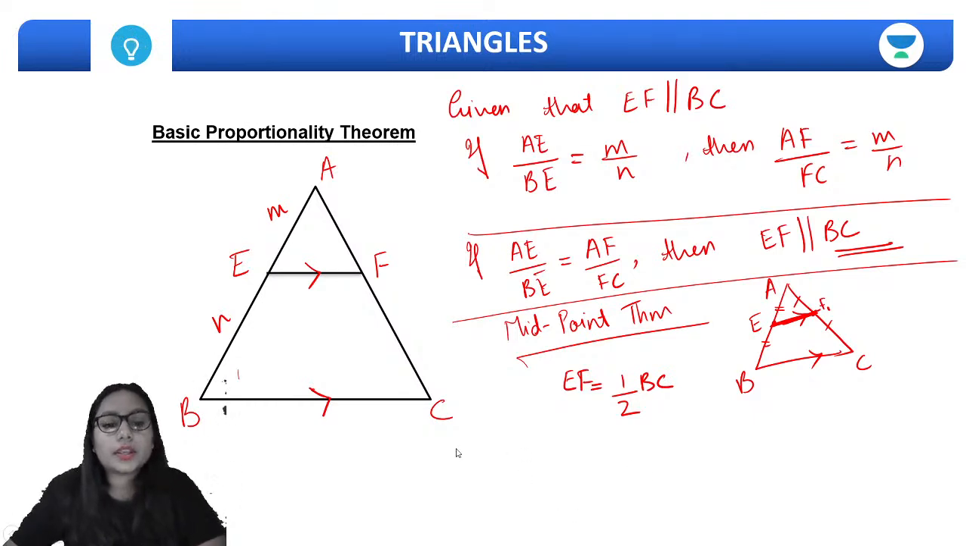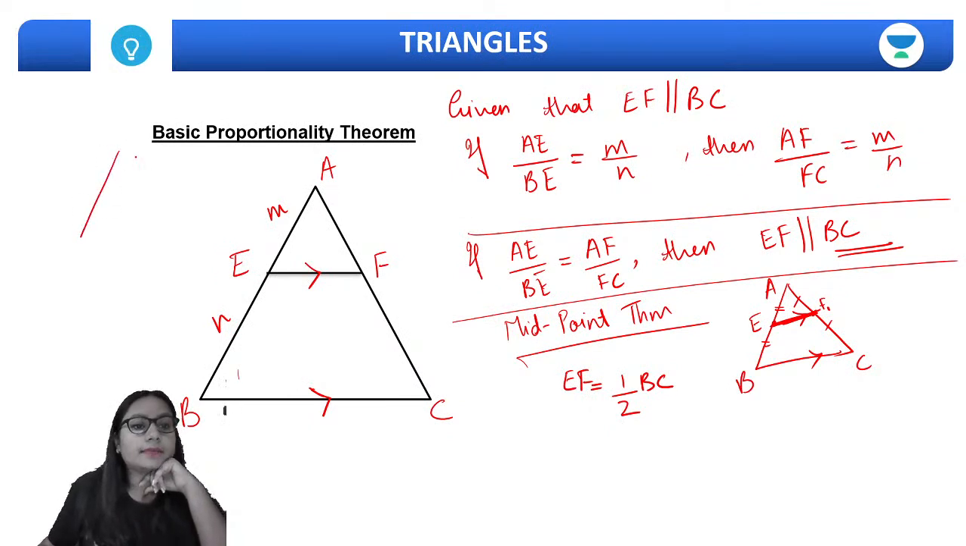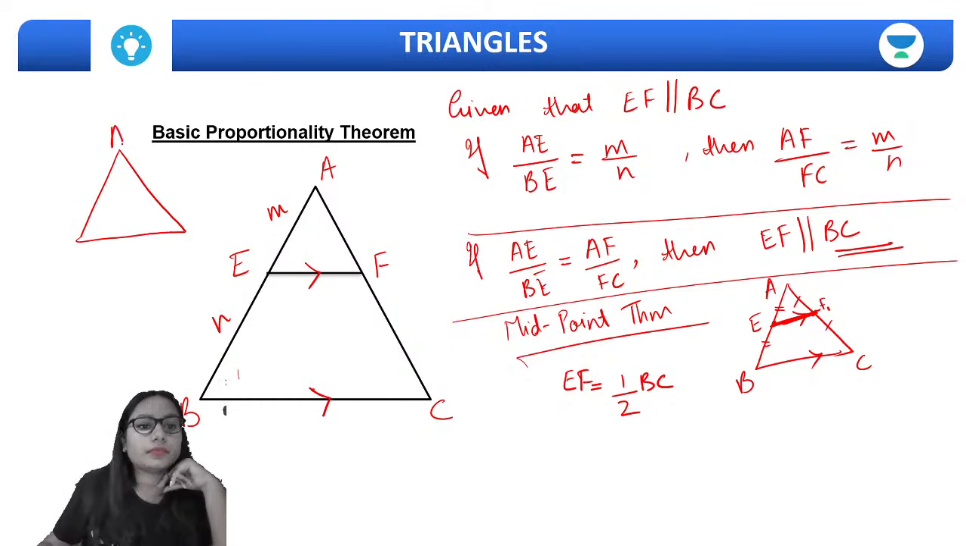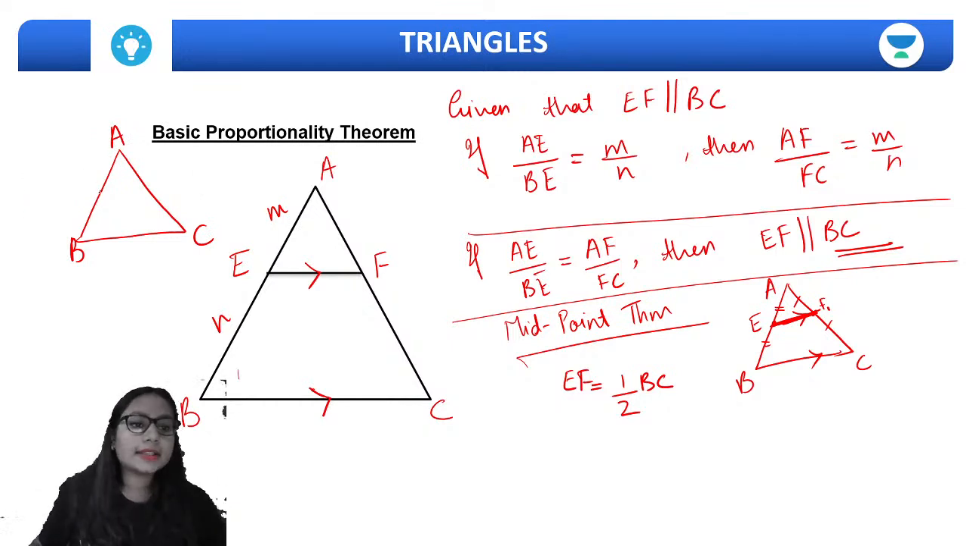Now let us discuss a question. I am going to give you a triangle ABC. It is not an equilateral triangle. Let us take the midpoint of AB as D, the midpoint of AC as E, and the midpoint of BC as F. So these are the midpoints.